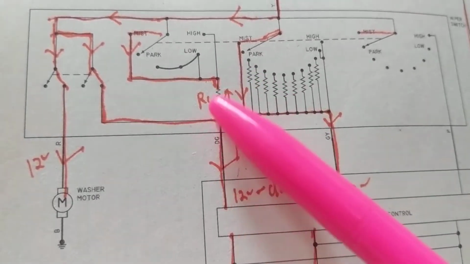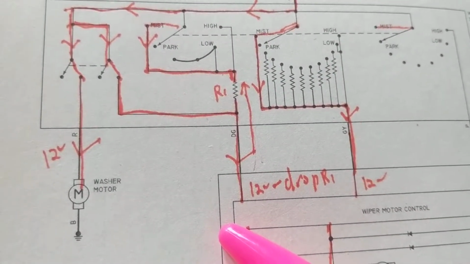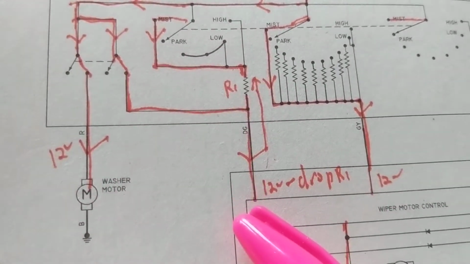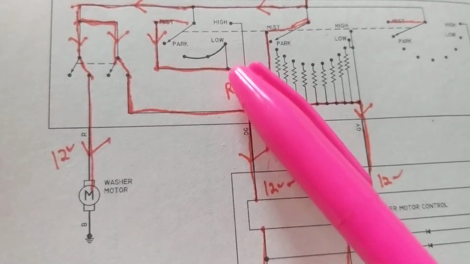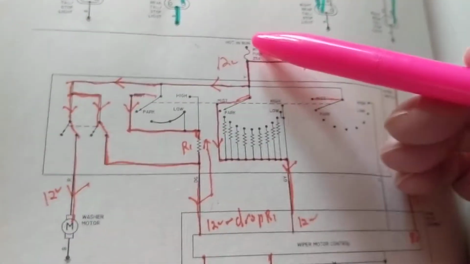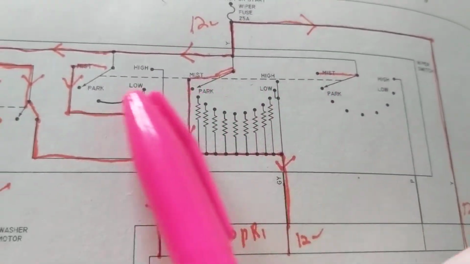resistor. You see a resistor in series? Through this resistor. Now, through this path, there's 12 volts. Through this path, that's 12 volts minus a drop of R1. Okay? So therefore, in this path, you see, this is all ganged together, dotted lines.